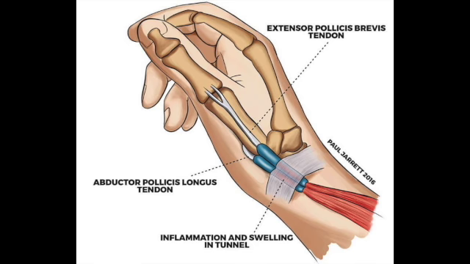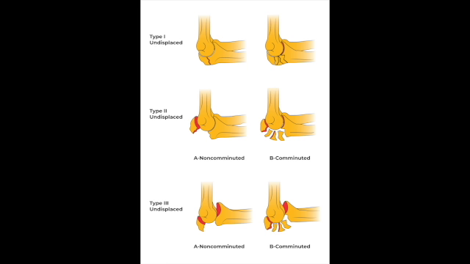Next, olecranon fractures. The mechanism is usually a direct blow or a fall on the flexed elbow. For clinical manifestations: pain, swelling, inability to fully extend the elbow. Complications: ulnar neuropathy, post-traumatic arthritis, anterior interosseous nerve injury, and loss of extension strength.